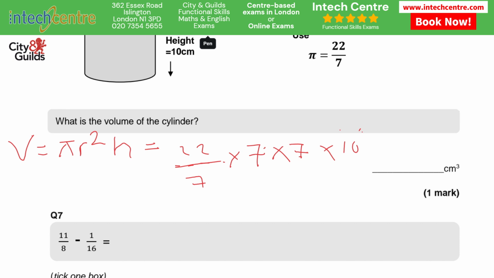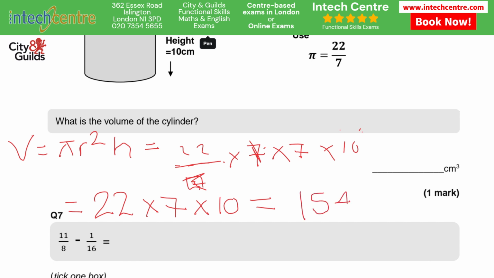Now, the two 7s here can cancel, so we'll get rid of that one and we'll get rid of this one. So our new equation is equal to 22 times by 7 times by 10. This is the same as 22 times 7, which is 154, times by 10, which is equal to 1,540. Now this is in centimeters cubed, so the answer here would be 1,540 centimeters cubed.